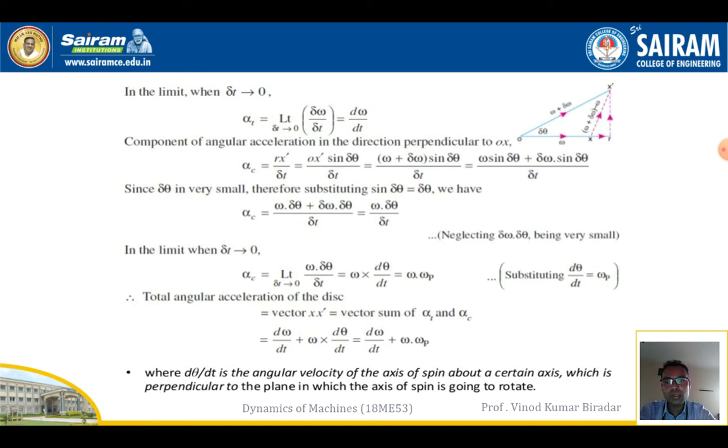Okay, therefore the total angular acceleration of the disk is given by the vector x dash. Okay, from the diagram, it is the vector sum of alpha t and alpha c. So just substitute the values of alpha t and alpha c, and you are going to get delta omega divided by delta t plus omega into delta theta divided by delta t. So which is equal to d omega by dt plus omega into omega p, where omega p is the angular precession. Okay, so where d theta by dt is the angular velocity of the axis of the spin about a certain axis which is perpendicular to the plane in which the axis of the spin is going to rotate.